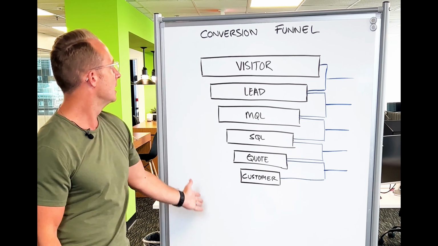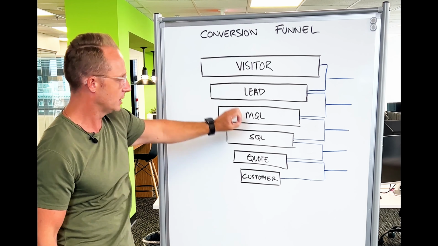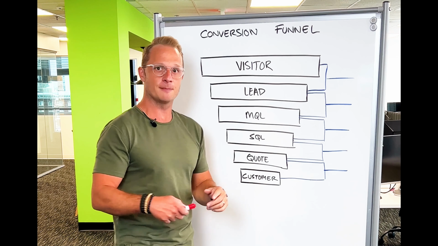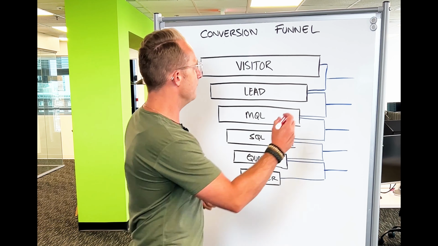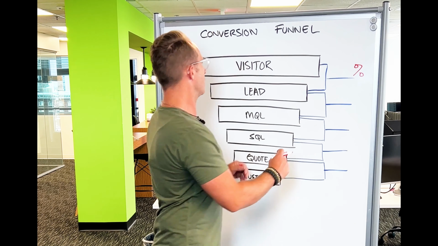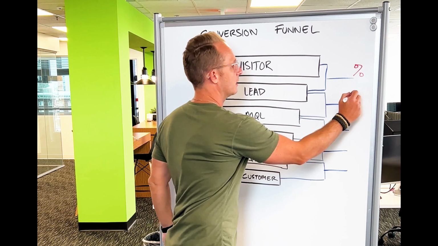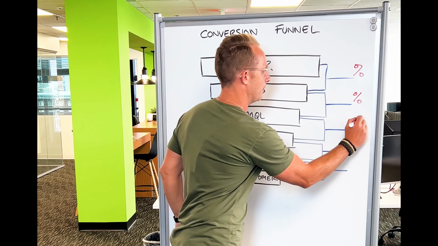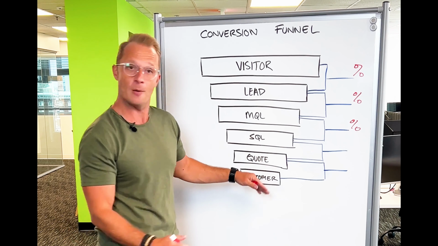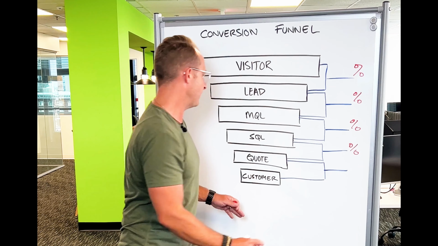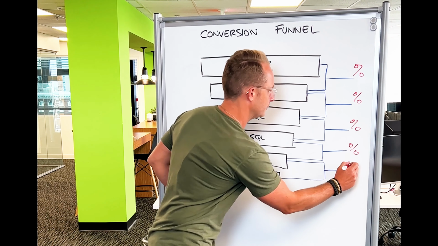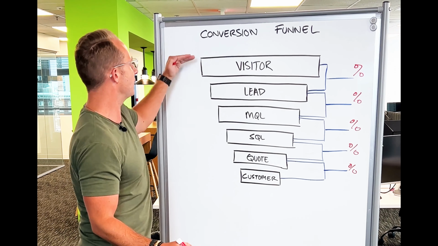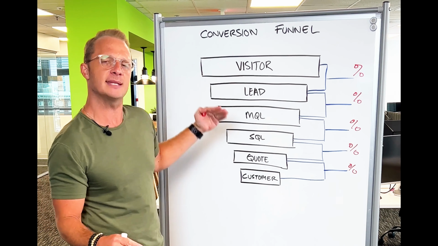So as we can see in our conversion funnel, we start all the way from the visitor down to the customer. But at each of these stages, we have conversion rates, right? A visitor to lead conversion rate. We have a lead to an MQL conversion rate. MQL to an SQL conversion rate. SQL to a quote. And finally, a quote to a customer. So when we're looking to spot the leaks, the first step is that we want to actually identify what is the conversion rate through each of these stages.